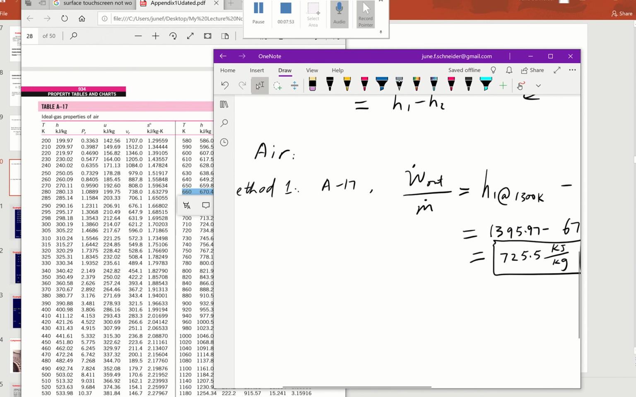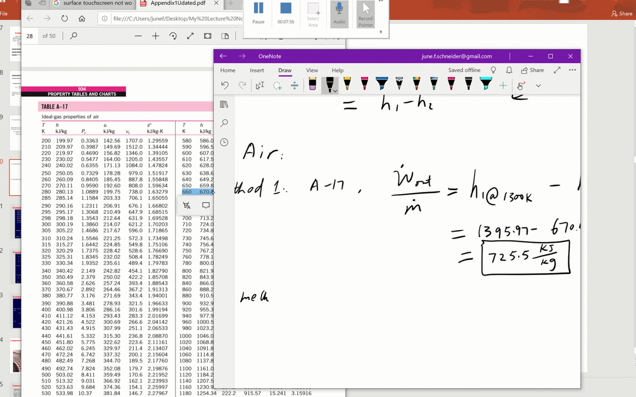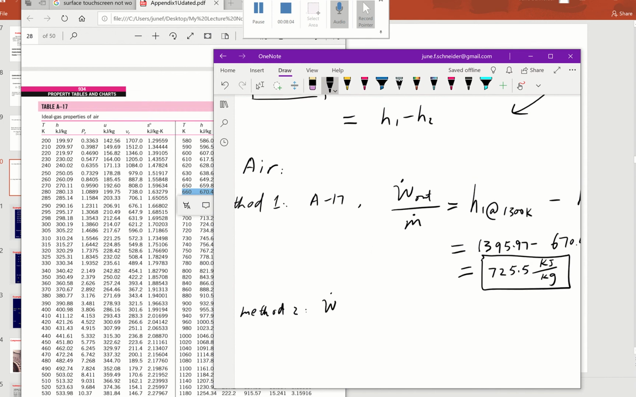Then the next method, method 2, we can use average temperature. So in this situation, the work out over mass flow rate is equal to H1 minus H2, right? And then if we were using our CP, because it's enthalpy H, we have to use CP. Again, if it's U, we're going to use CV. So CP at this average temperature. And here, since it's 1 minus 2, we're going to use T1 minus T2.